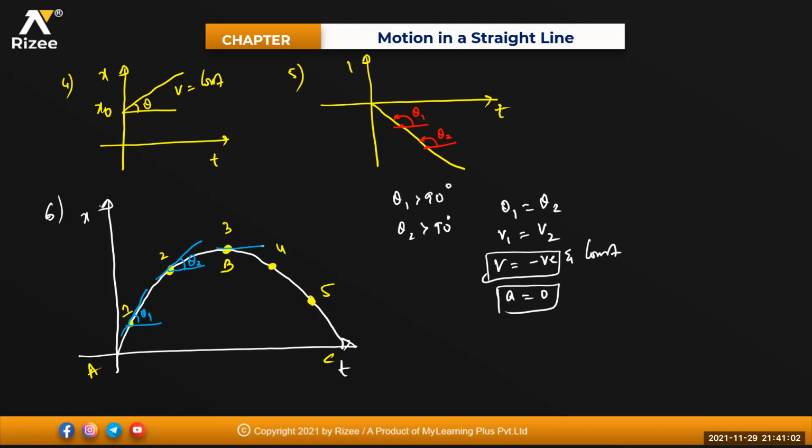So what is here, theta 1, beta? Who is greater? Theta 1 is greater than theta 2. That means V1 will be greater than V2. And as the theta is decreasing, what happened? Velocity will be positive and acceleration will be your negative.